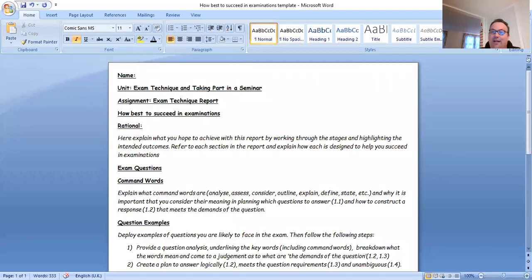Okay, now talking about the exam technique assignment. What I have knocked up here is a template for the academic report I'm asking you to write for this one. What I have is the headings I would suggest you use, and a description in italics of the content that goes in each part.